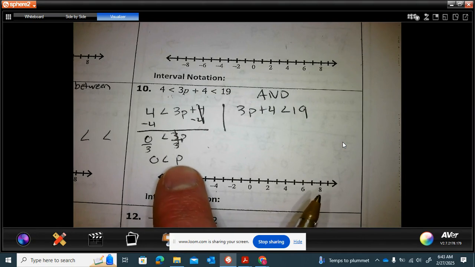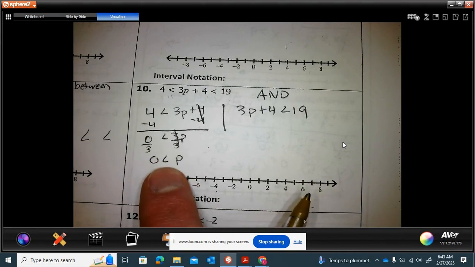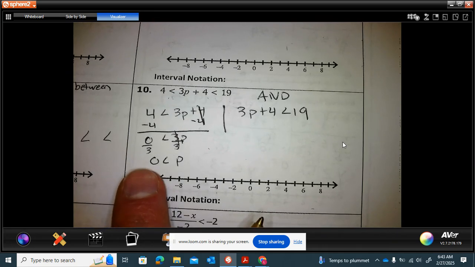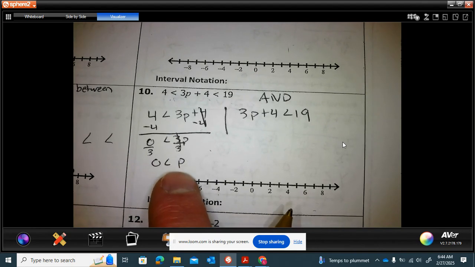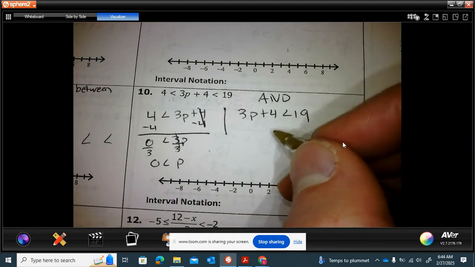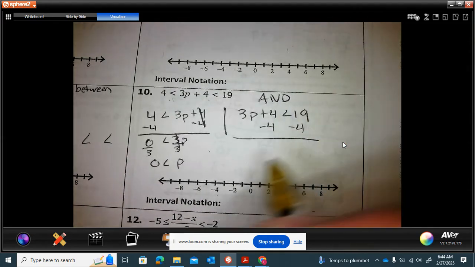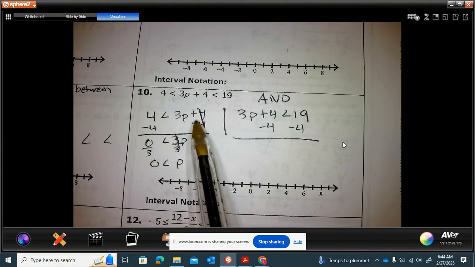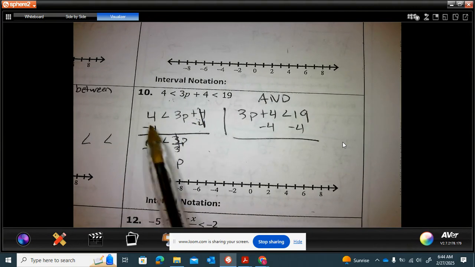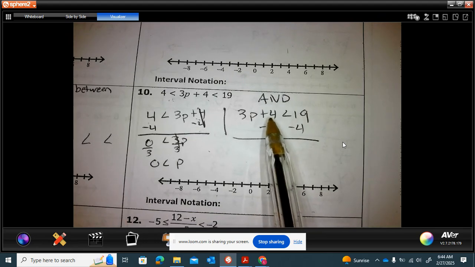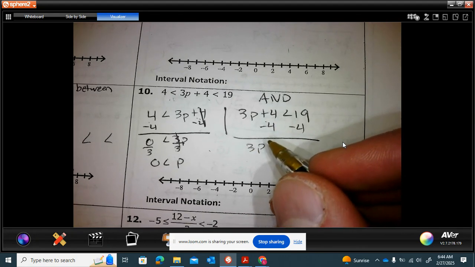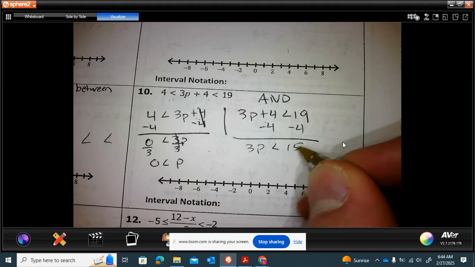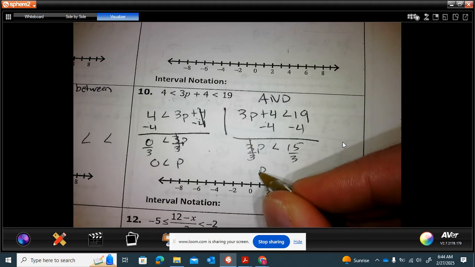You always have to read it with the variable first. So p is greater than 0. I know we usually are familiar with reading this with the number or the variable on the left side, but you always read the inequality with the variable first, so p is greater than 0. Then I subtract 4 on this side. The good part about these is that the first step will always be the same. I subtracted 4, I subtracted 4. For this inequality, I do the same thing. I subtract 4 and I subtract 4. So I'm left with 3p is less than 19 minus 4 is 15. I divide by 3, p is less than 5.